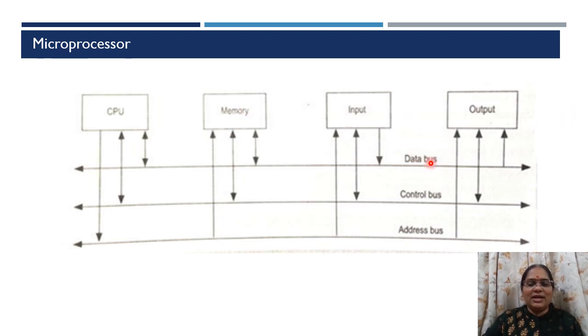And the data bus is bidirectional. With the memory, you can write data into the memory or read data. From an input device, you read data. For an output device, you write data. So it is a bidirectional way of communication associated with your data bus.